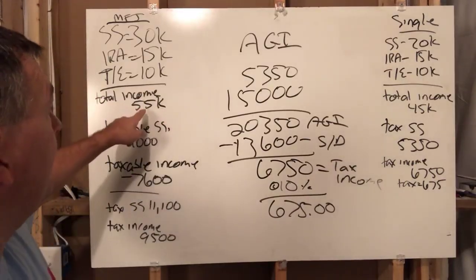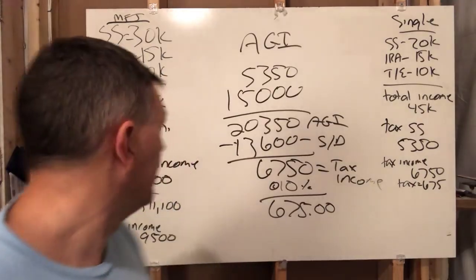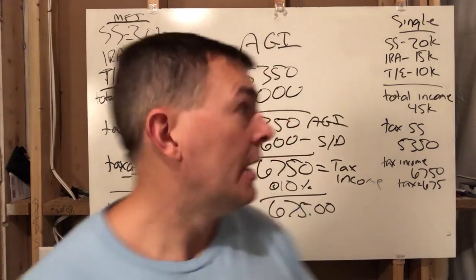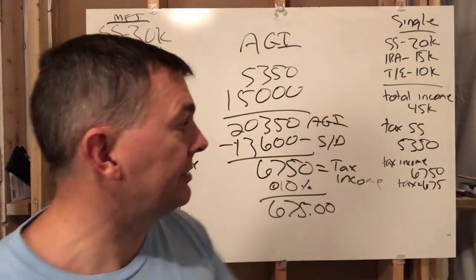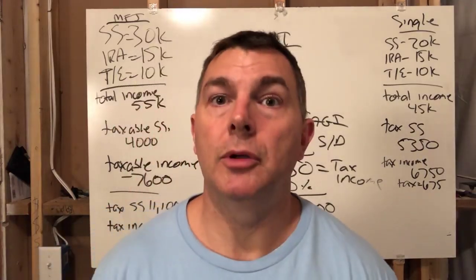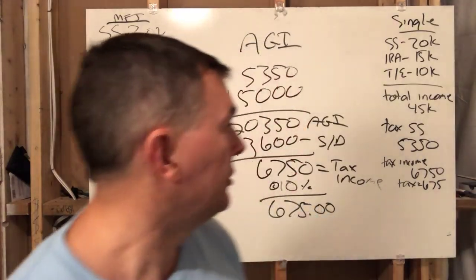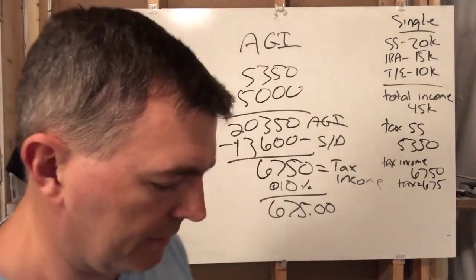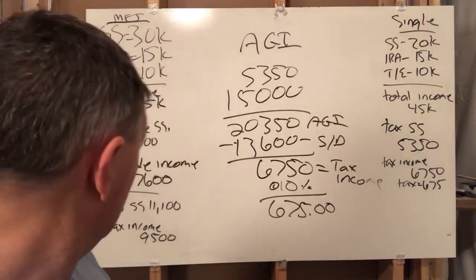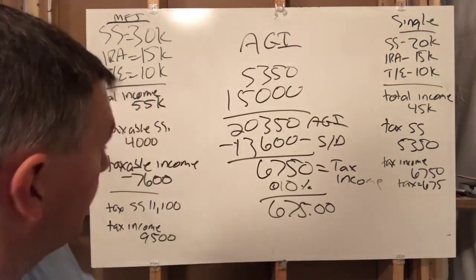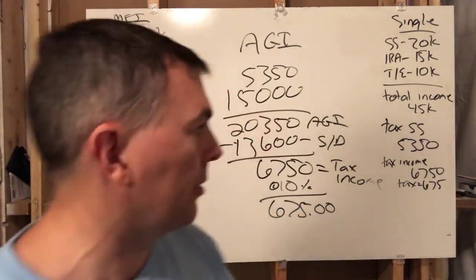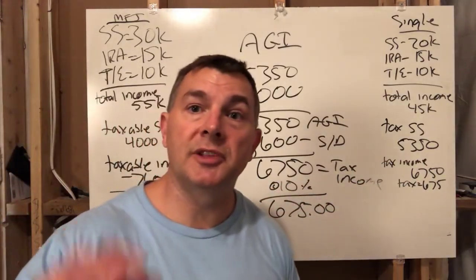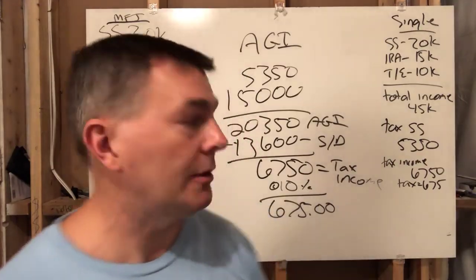Before, they had $55,000 of income. They had nothing for taxable income. They had negative $7,600 of taxable income. Now she has $45,000 of income, and she has $675 of income tax. So her taxable income has increased by $6,750 plus $7,600. Her taxable income has increased by $14,350 because now she has a positive taxable income of $6,750. Before she had a negative taxable income of $7,600 when she was married filing jointly.